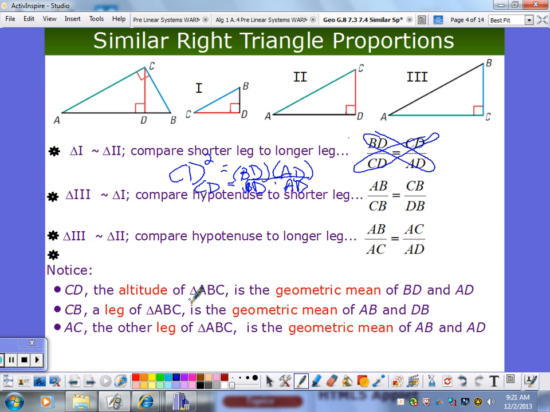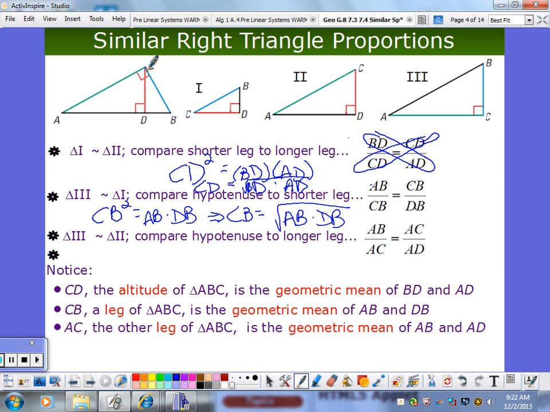What else? CB, a leg of triangle ABC. Here's CB, that's this guy. It's the geometric mean of AB, this whole side, and DB, this little short side. That's part of like CB's little triangle there. Let's see how that happens. Well, look what's happening here. In this proportion, CB times CB, which is CB squared, is the same as the product of AB times DB, right? AB times DB, which means what? CB is the square root of AB times DB. Geometric mean. These 2 things, geometric mean.